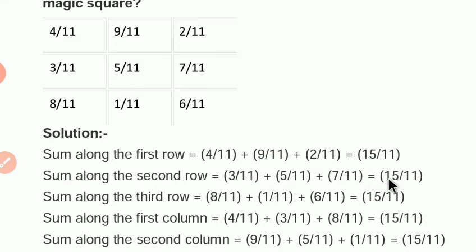So 3 plus 5, 8, 8 plus 7, 15 upon 11. Now I'll find the sum of third row. So 8 by 11, 1 by 11, 6 by 11. And if we add, we'll get the answer as 15 by 11 only.